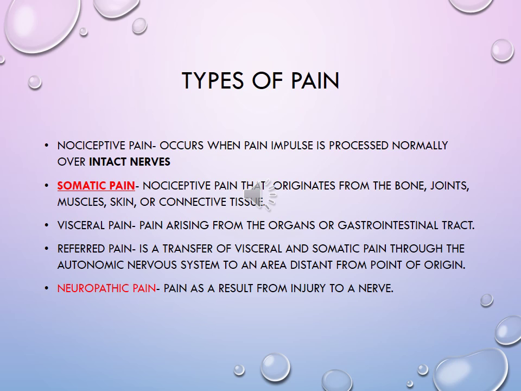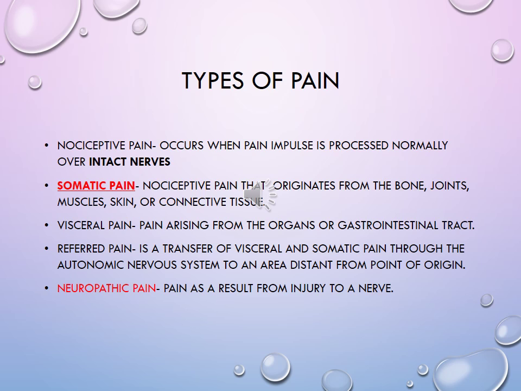Types of pain. Nociceptive pain occurs when pain impulse is processed normally over intact nerves. Your somatic pain is nociceptive pain that originates from the bone, joints, muscles, skin, or connective tissue. This is associated with rheumatoid arthritis, osteomyelitis, and fractures.